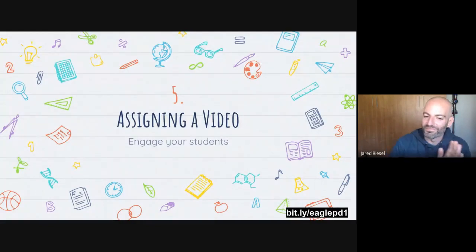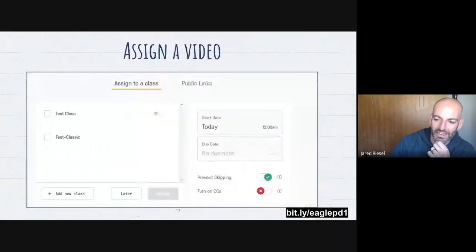So you've found your video, you've added interactive content over it. Now you need to get it to your kids. At this point, nobody can see it yet except you. In that previous screen, there was an assign button kind of to the right of the video.